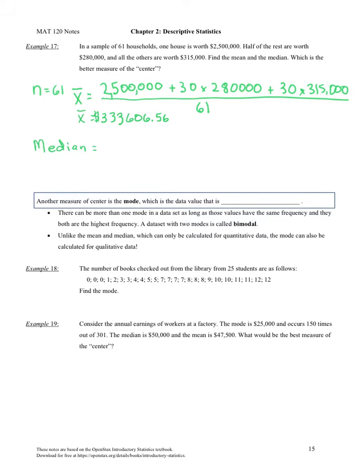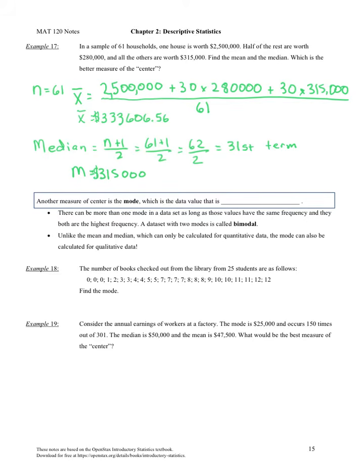And we can use our formula again: our data points plus 1, divided by 2. In this case, our median is the 31st term. So if we order our terms from smallest to largest, the median will be $315,000, because that would be our 31st term.